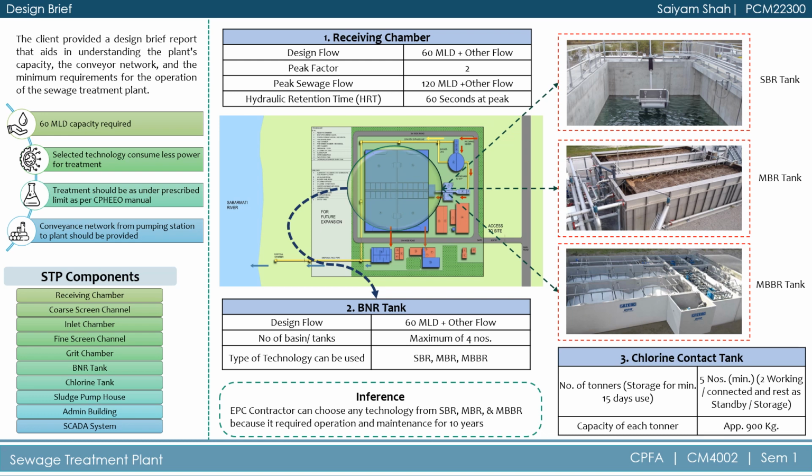So the EPC contractor can choose any technology from SBR, which is sequencing batch reactor, MBR, which is membrane bioreactor, and MBBR, which is moving bed bioreactor, because it requires operation and maintenance for 10 years by the EPC contractor. The third is the chlorine contact tank, in which the number of tonners will be 5, which is the minimum requirement, and the capacity of each tonner should be approximately 900 kg.